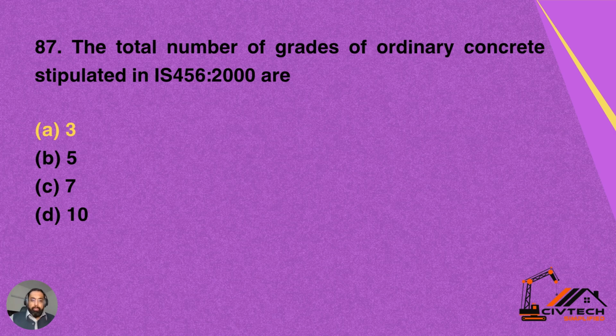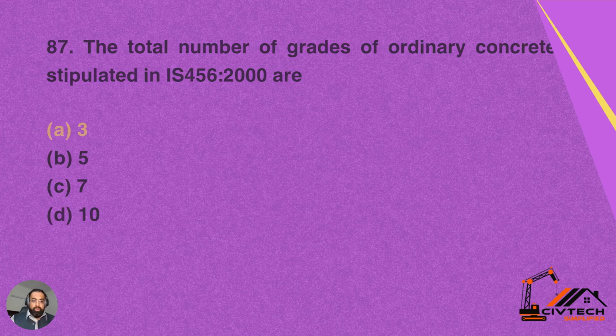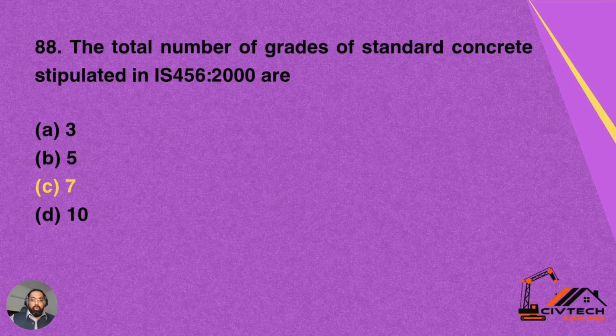Question 87. The total number of grades of ordinary concrete stipulated in IS 456:2000 are. So how many grades are specified in IS 456:2000? Option A 3, option B is 5, option C is 7, option D is 10. So option A is the correct answer, which is 3 for this question.